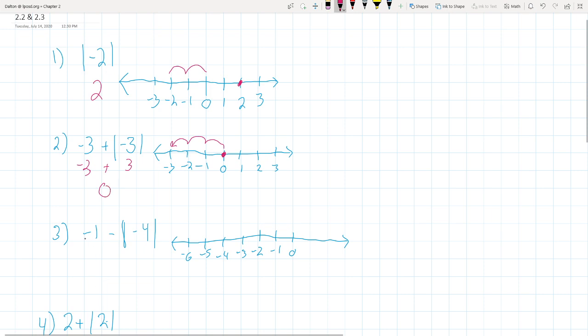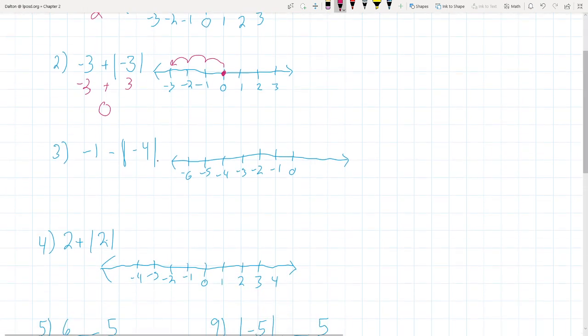Number 3 asks us negative 1 minus the absolute value of negative 4. Again, the absolute value is asking us how far away from 0 is negative 4. Negative 4 is 1, 2, 3, 4. So I have negative 1 minus the absolute value of negative 4, which is 4. So my problem now reads negative 1 minus 4. Negative 1 minus 4 is negative 5.